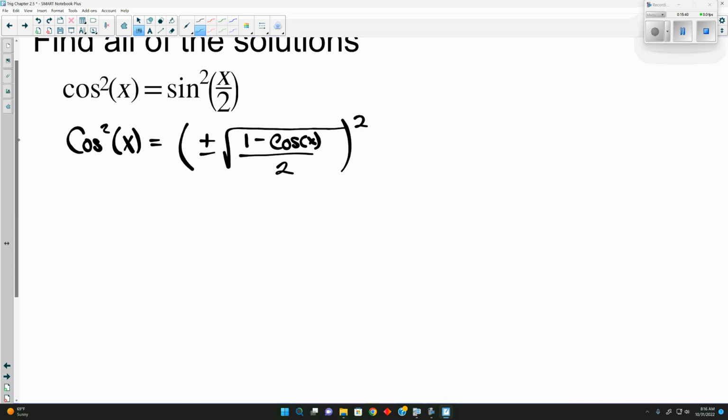Questions on this so far? Well, luckily for us, all of this and the plus and minus will cancel out with the square root of 2. Really just telling us that cosine squared of x is equal to (1 minus cosine of x) over 2.